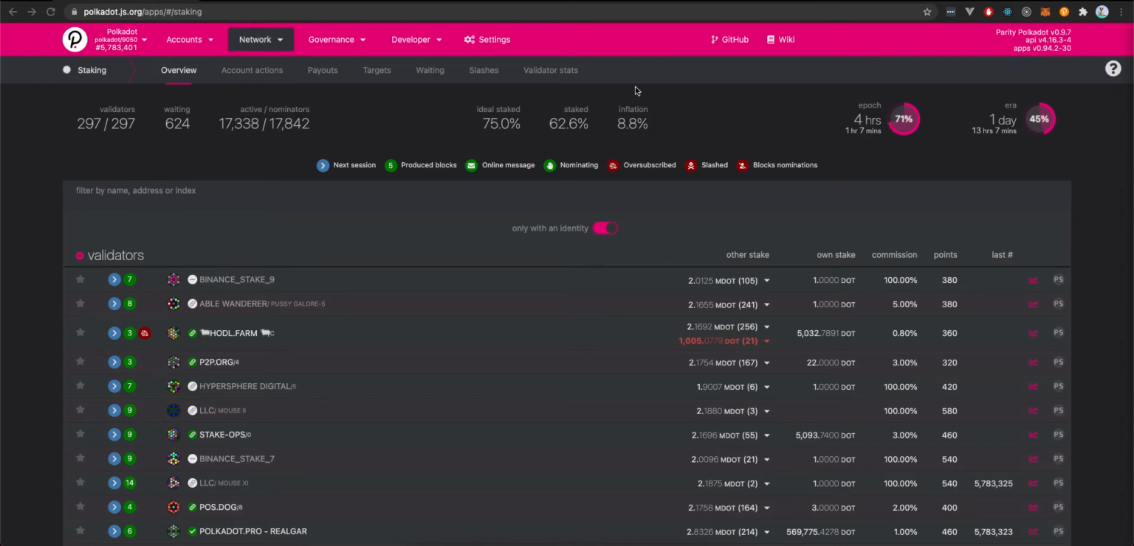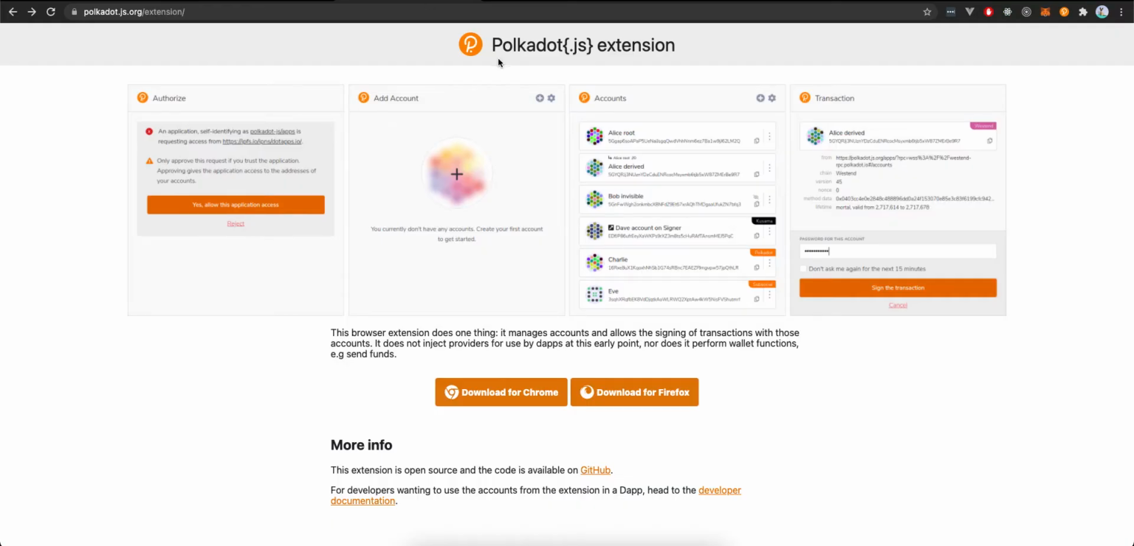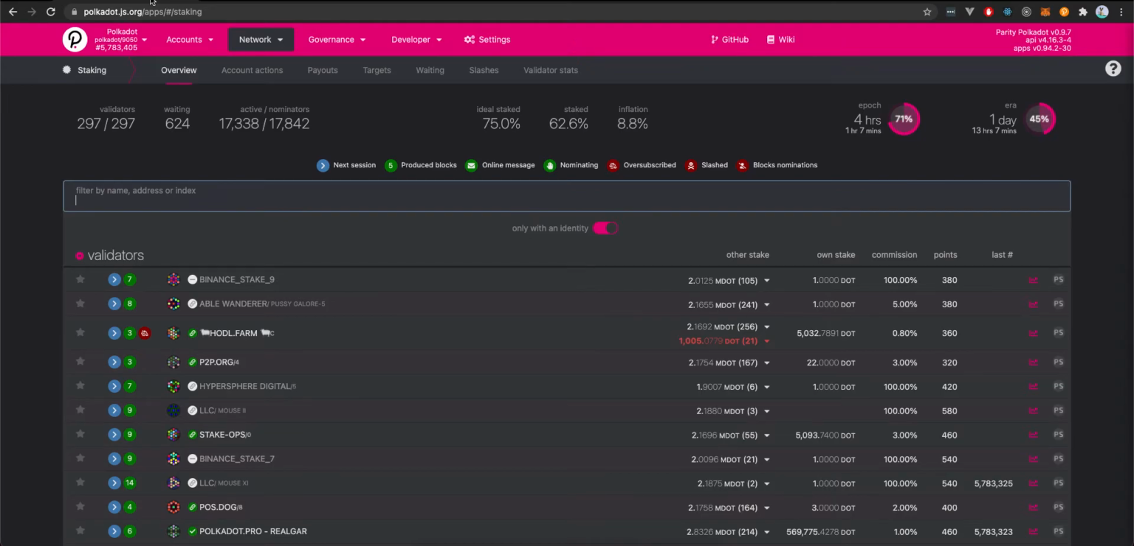First of all, I recommend you install the polkadot.js extension on your Chrome or Firefox if you haven't done it. With this extension, this is how you communicate with your wallet. You generate your accounts, you store them, you sign the transactions. So this is the vital part. Please install this extension. Once you're ready, you can go to polkadot.js.org, then apps, staking. I'm going to send the link.